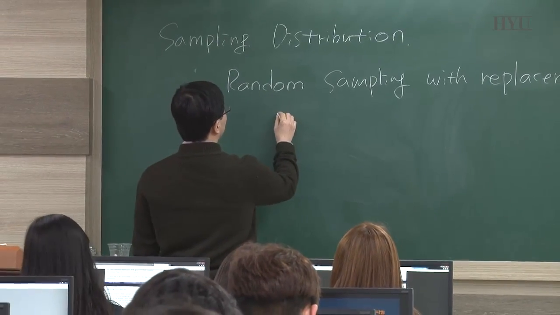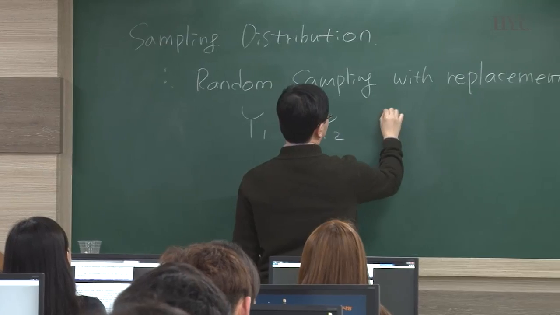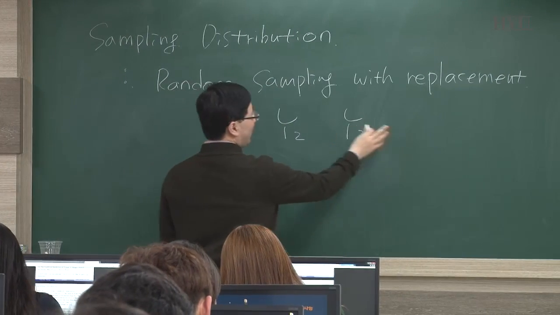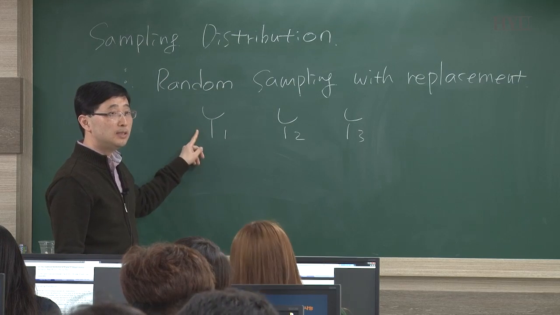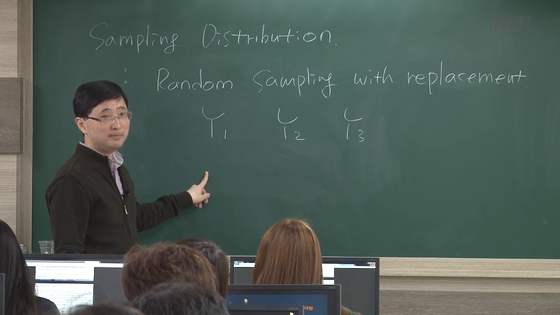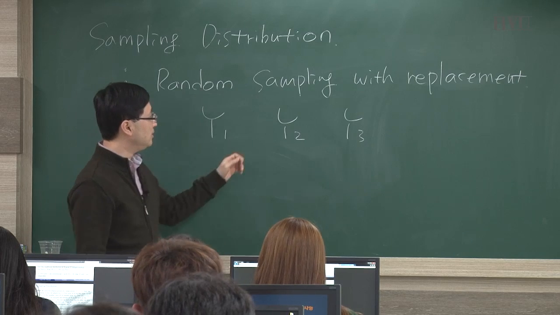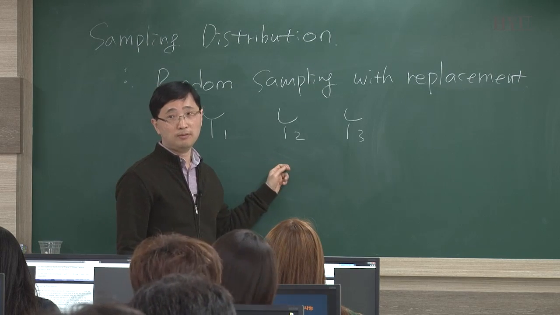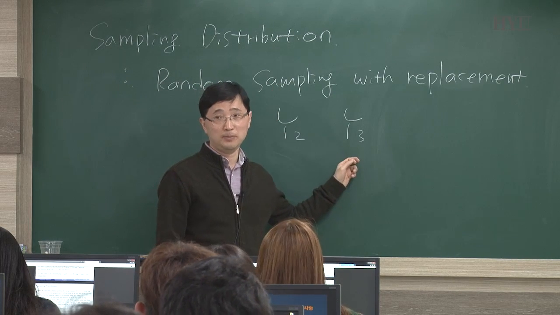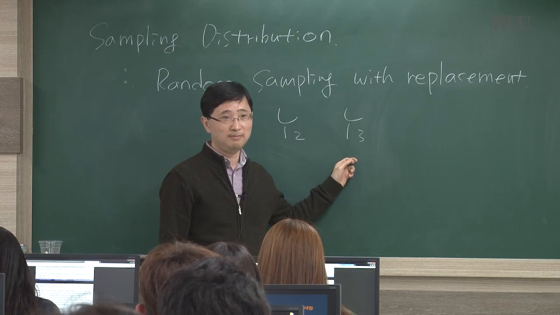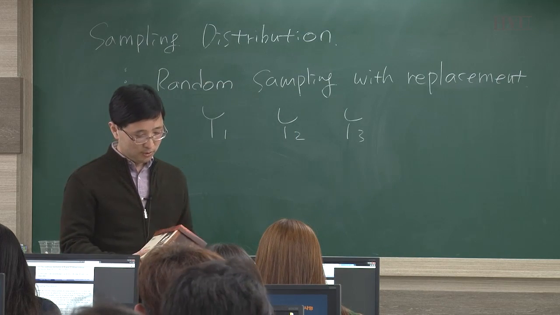So let me introduce this notation, Y1, Y2, Y3. We can keep going, okay? What's the meaning of this Y1? This is the value of the cup I'm going to draw in my first draw, okay? This is the value of the cup in my second draw. Then I do the random sampling with replacement. Now this is the value of the third cup that I'm going to draw, okay? So it's going to take some time, but let me do it, okay? It's very important to understand this concept.